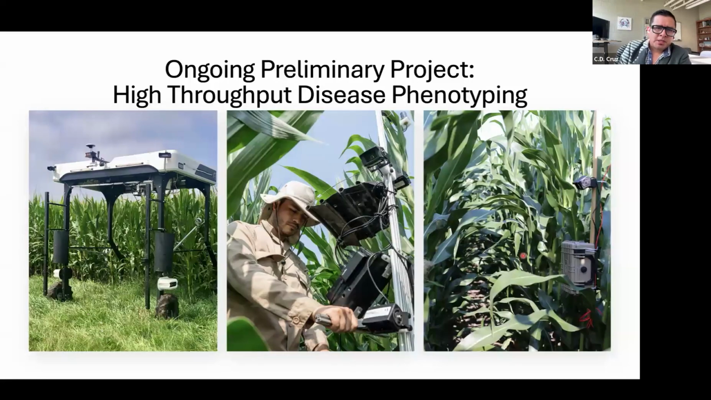Some ongoing and preliminary projects include high throughput disease phenotyping using robotic platforms. We're in the process of analyzing some preliminary data and testing additional algorithms that we are developing in parallel.